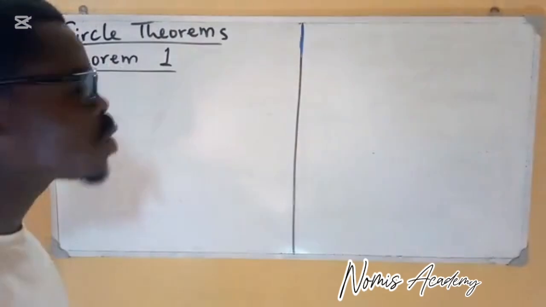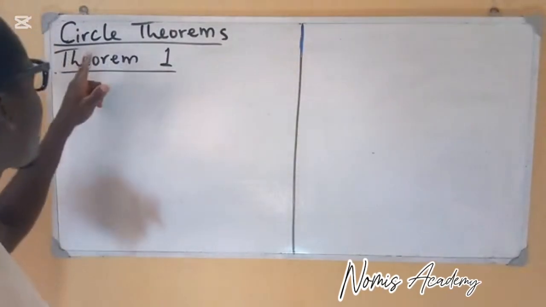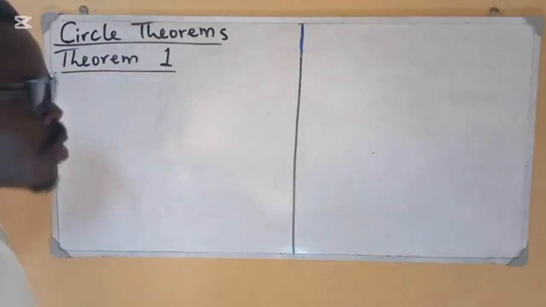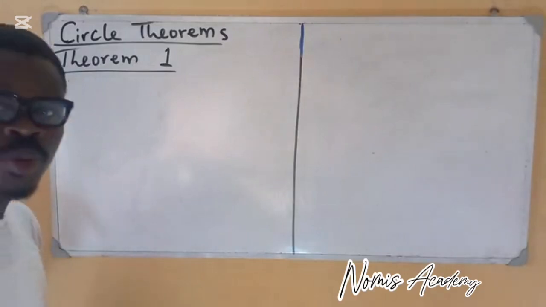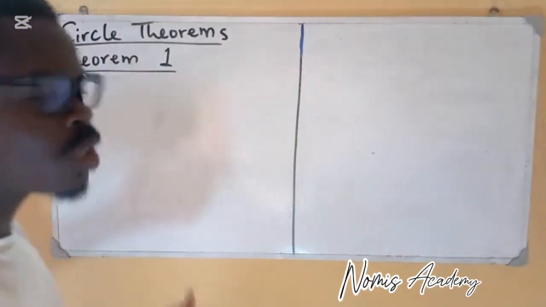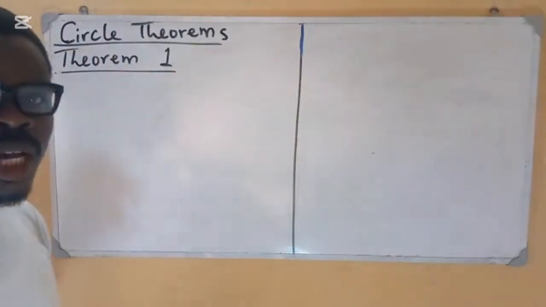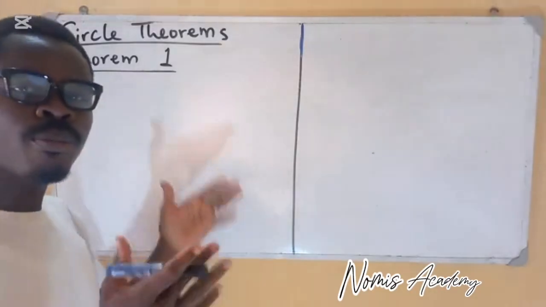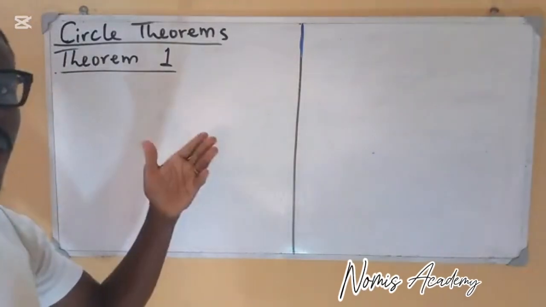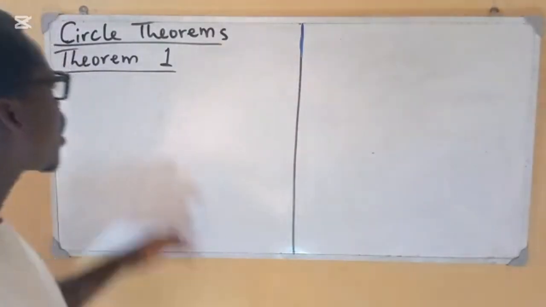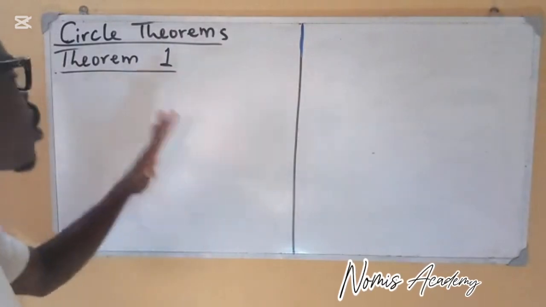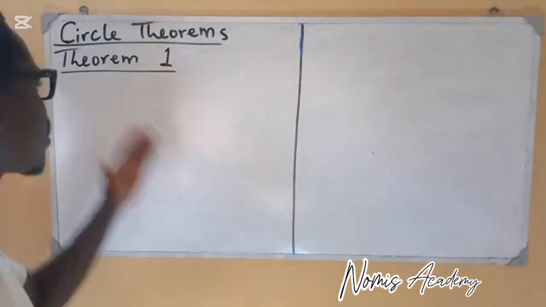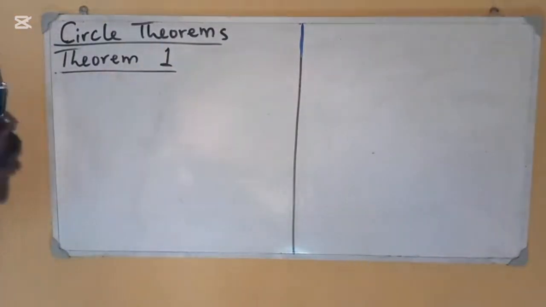In this video, we are going to be looking at cycle theorems. So now let's pick the first theorem, which is theorem 1. We are going to state the theorem, and at the same time, we are going to prove the theorem. Then in the subsequent videos to come, I'm going to give examples under theorem 1. So let's state the theorem and then make the proof.